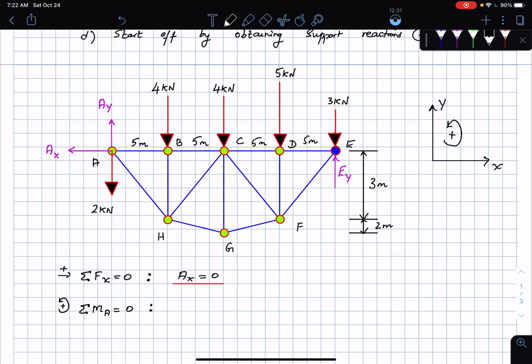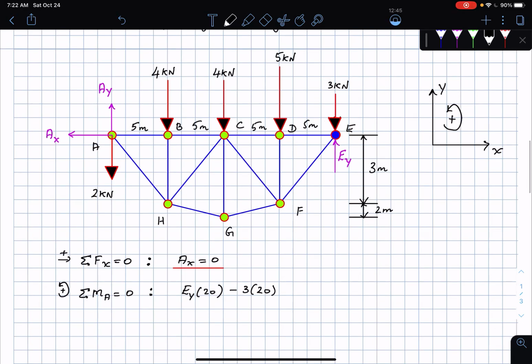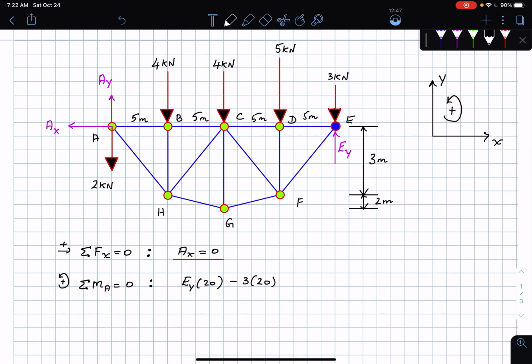I'm going to have EY times 5 plus 5 plus 5 plus 5, which is 20, and that's going to be counterclockwise. Then I'm going to have the 3 kilonewton force, which is acting at the point E. This is going to produce a clockwise moment about the point A. Then I'm going to have the 5 kilonewton force. All of them are going to produce clockwise moments. 5 times 15. Then I'm going to have 4 times 10. Then one more, 4 times 5.